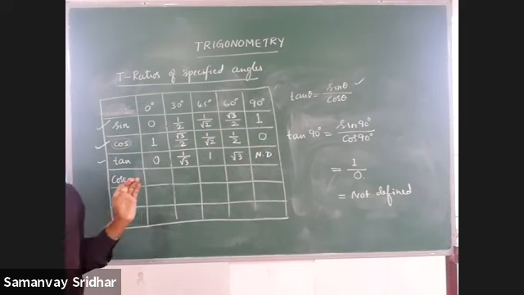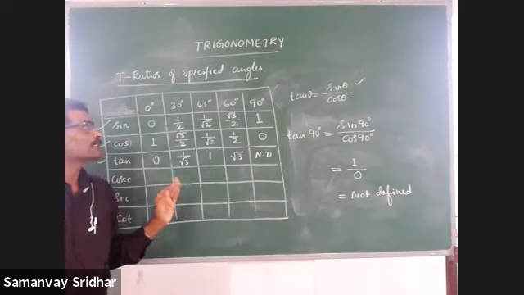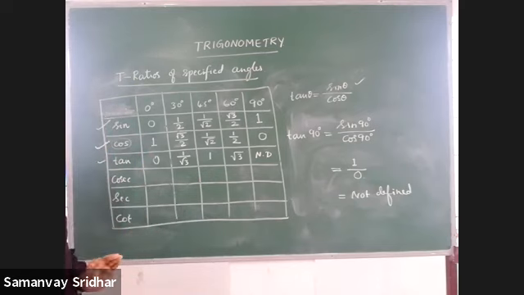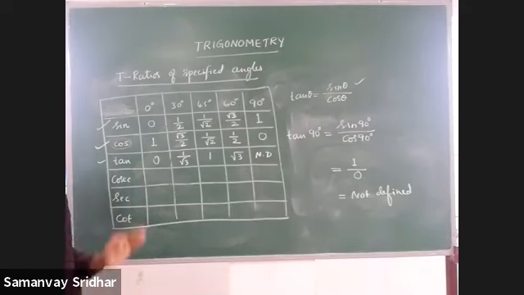Therefore, hereafter the sin 60 degree is what? Root 3 by 2. Sin 30 degree is what? 1 by 2. Sin 90 degree is what? 1. Sin 0 degree is what? 0. Sin 45 degree is what? 1 by root 2 and so on.